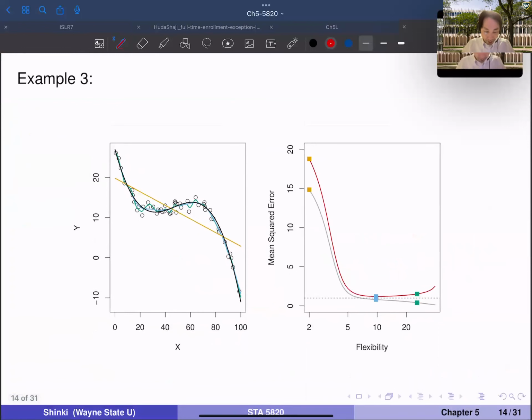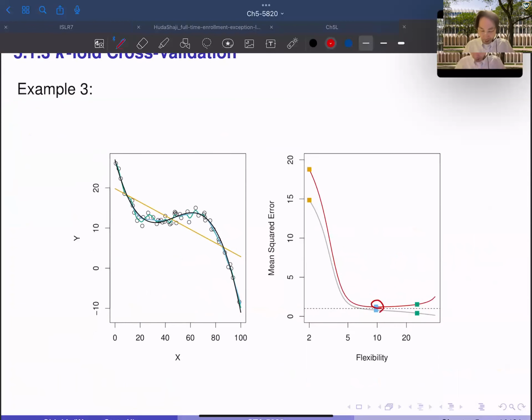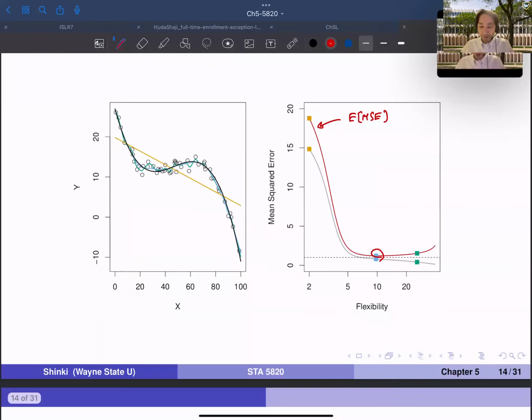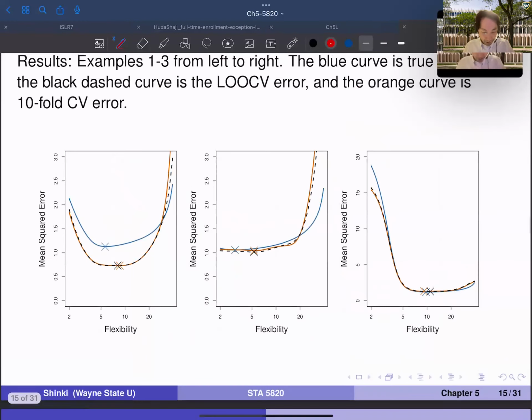And in example 3, again, the black one is the true curve, and the yellow, blue, and green are estimated. And probably the blue is the best again. You can see that for the test error, the blue one is the smallest. And this is a simulated study, so we can calculate the theoretical expected MSE. But okay, so how good is cross-validation at estimating this? That is seen here.